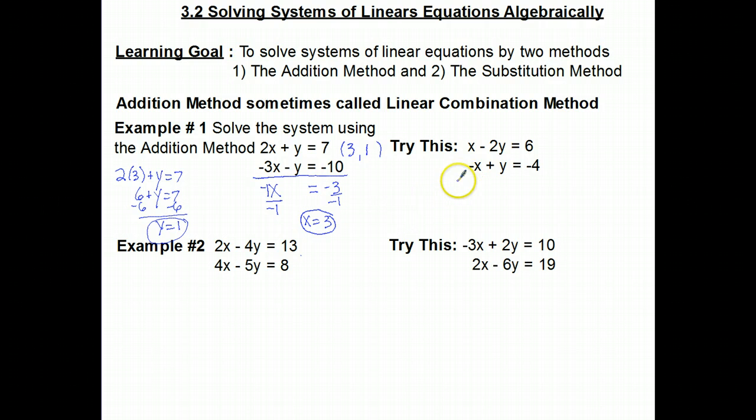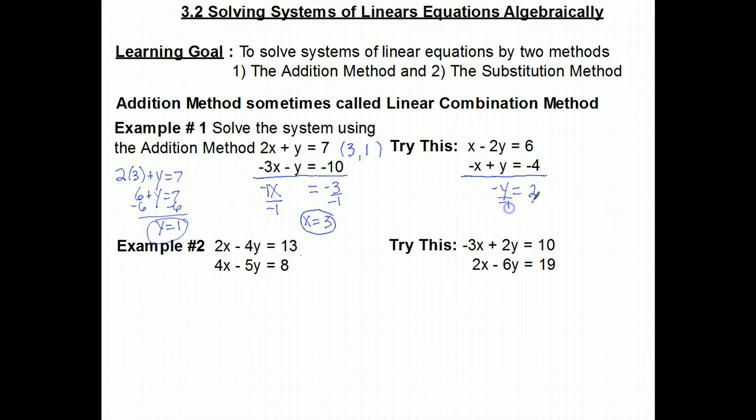Alright, that should be time enough for you to solve it. Looking at this system, you'll notice that the x is already set to add out. So that's sort of like a gift. I call this the birthday problem because you get gifts on your birthday. The fact that the coefficients of x are already opposites, that's what we look for, is to have opposites. The x's add out, negative 2y and y add up to be negative y, and on the right-hand side we get 2.